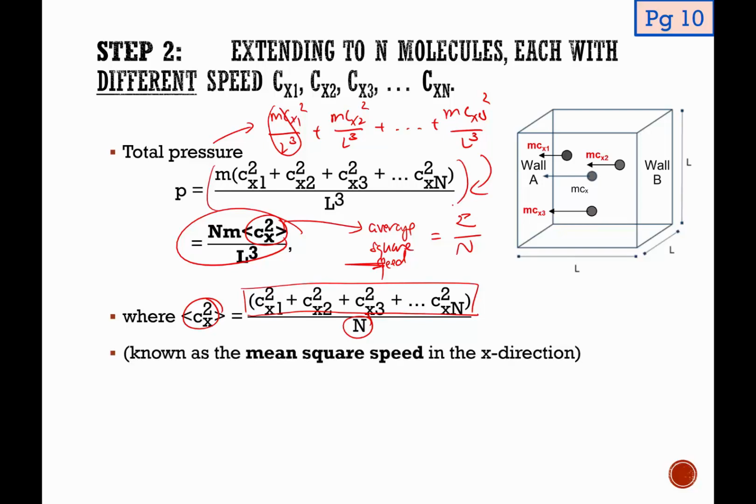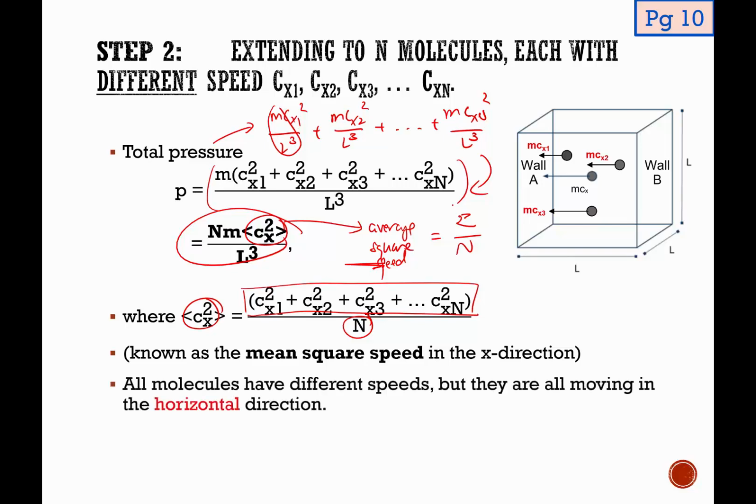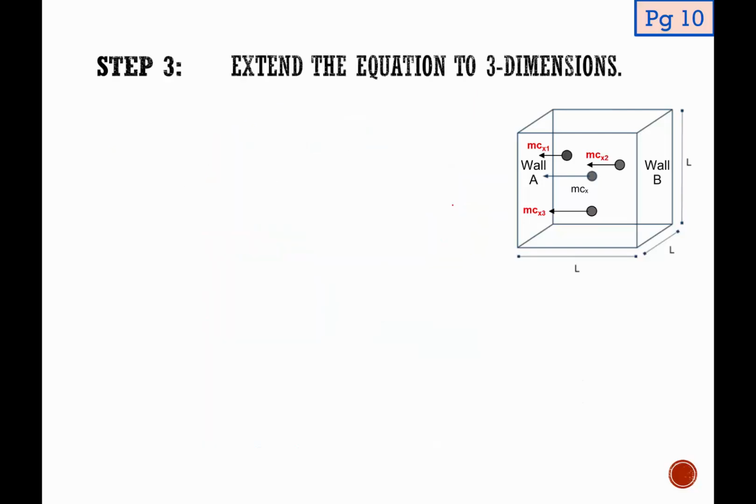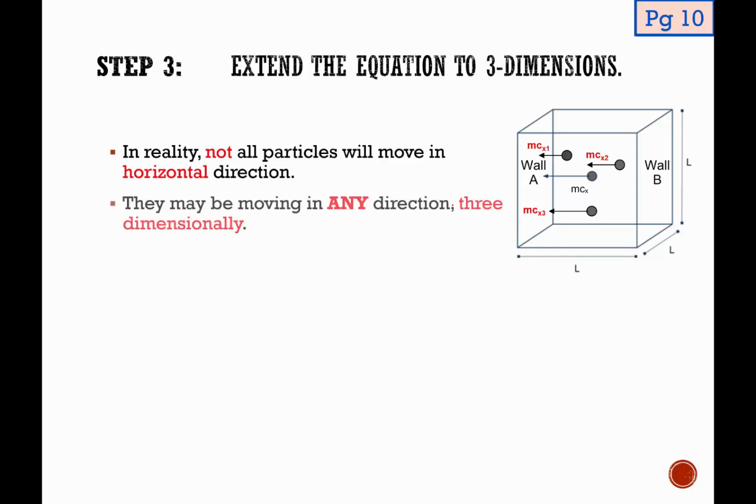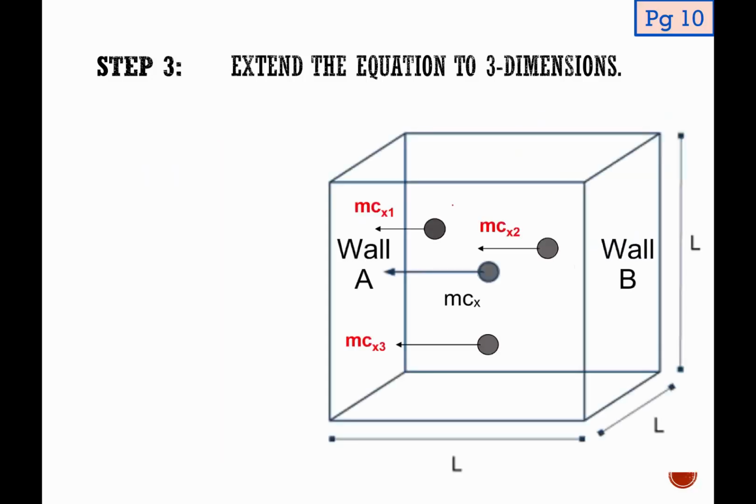At the same time, even though we have relaxed the assumption to allow all molecules to have different speeds, right now they are still assumed to be moving in one horizontal direction. We have not extended it into 3 dimensions, which is what we are going to do next. So for step 3, we are going to extend the equation into 3 dimensions. In reality, not all the particles will move in the horizontal direction; they can be moving in any direction 3-dimensionally. In this expanded picture, all these molecules are still moving in a singular dimension, the left-right direction.